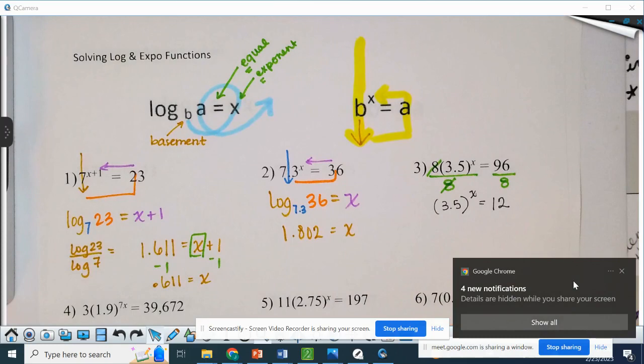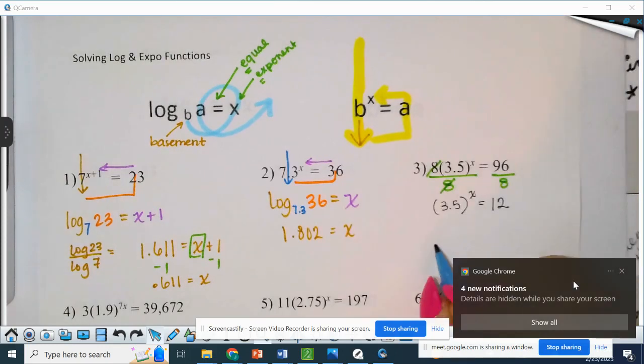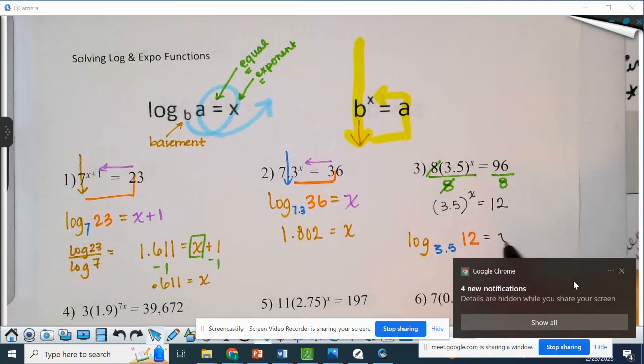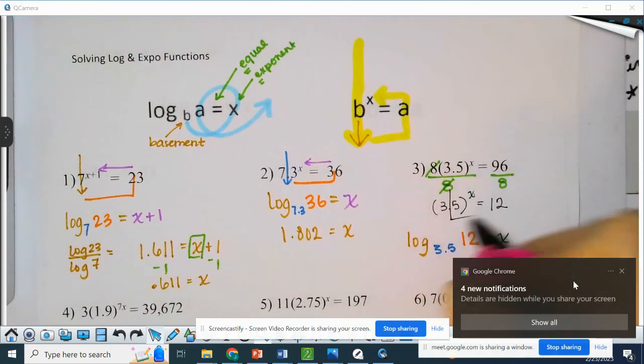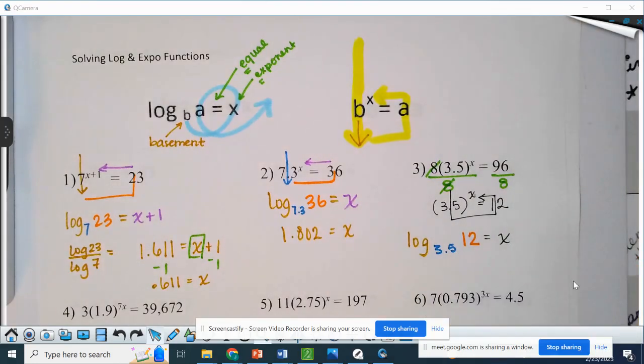Shove the base into the basement. So subscript 3.5, log base 3.5 of 12 is x. So again, base, exponent, output. So switch into its logarithmic form. And then log base 3.5 of 12.